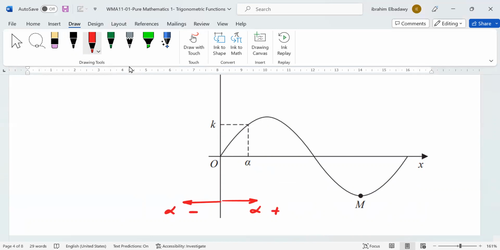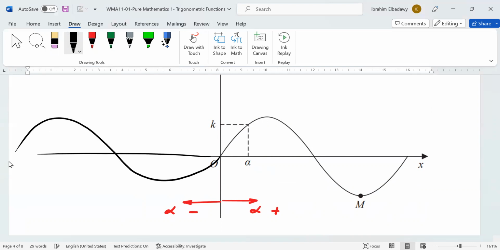So he needs your answer but on the left side. How can I get the left side? Just extend your sketch like that. Extend your sketch like that. Okay. Here, this is alpha and this is k. K can be repeated as well. K here. This is a value of k.